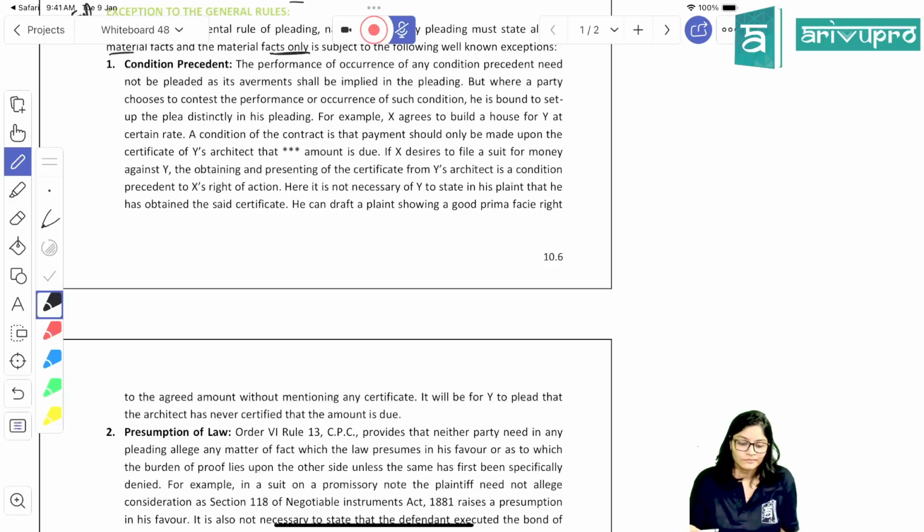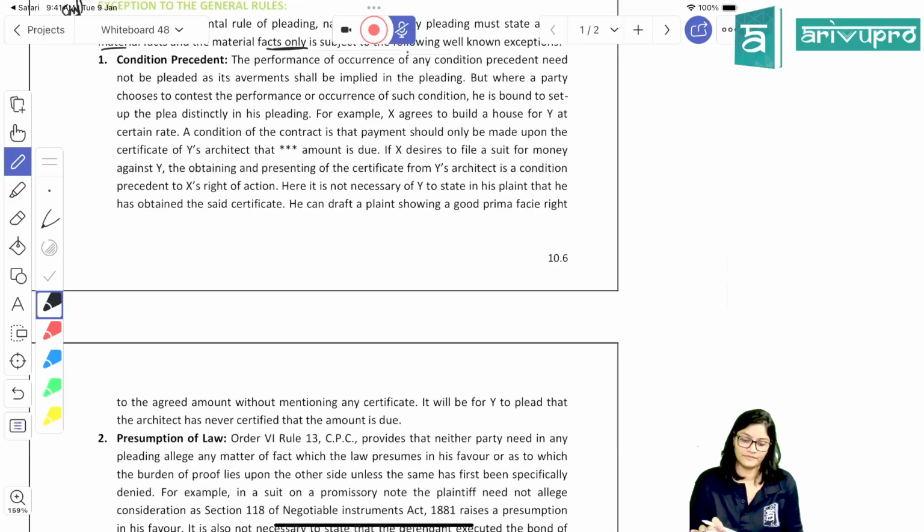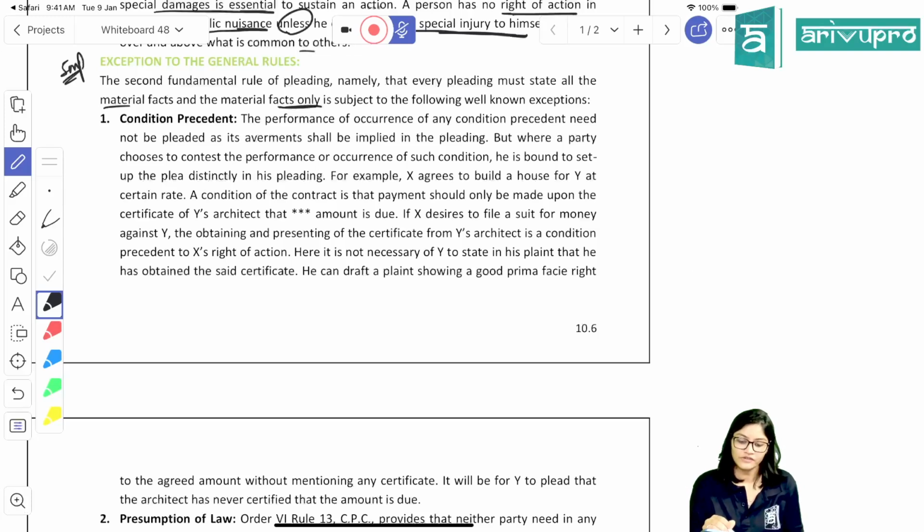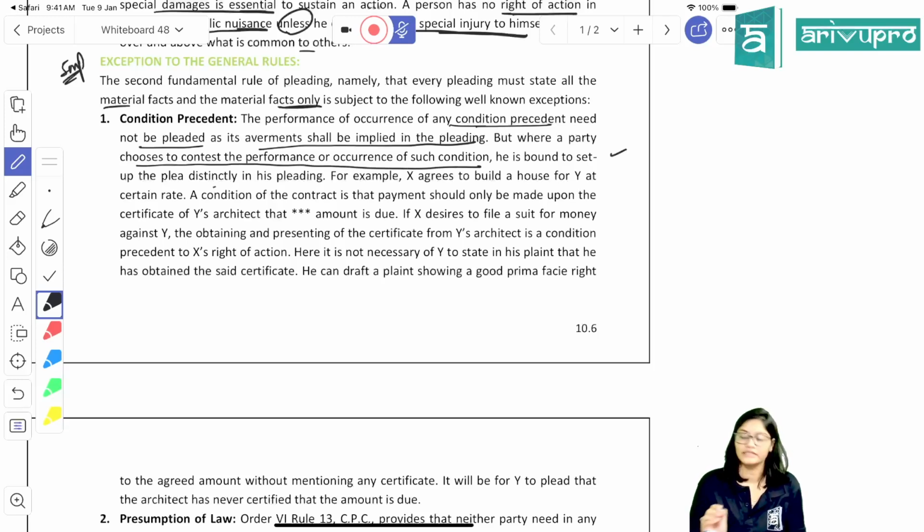Condition precedent. The performance or occurrence of any condition precedent need not be pleaded, as its averments shall be implied in the pleading. But where a party chooses to contest the performance or occurrence of such condition, he is bound to set up the plea distinctly in his pleading. Separately, you will have to mention it. Let us see an example.